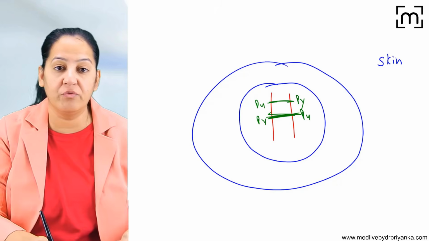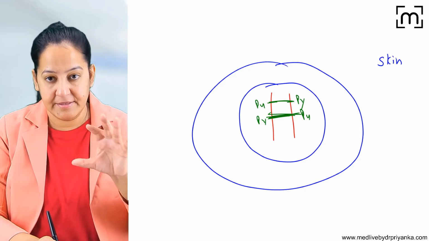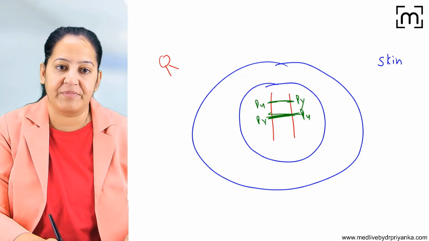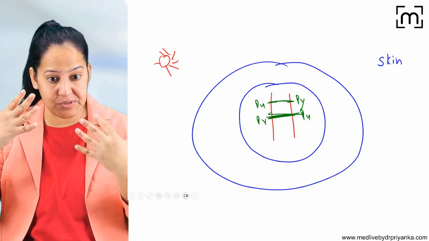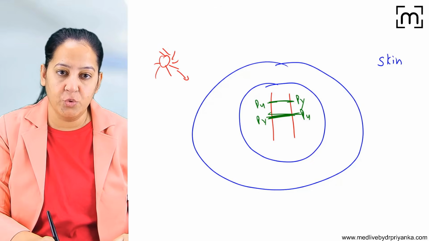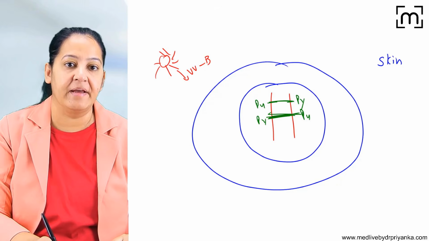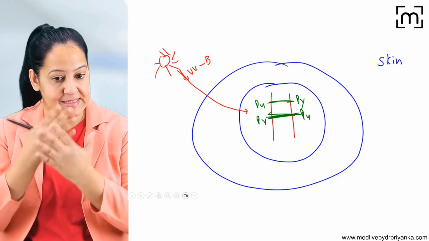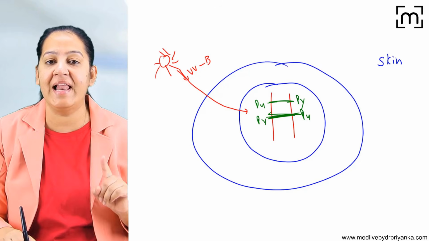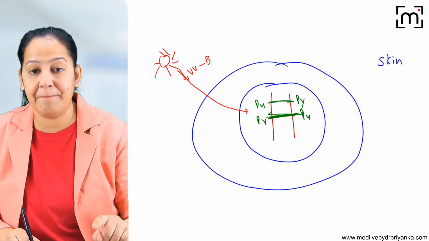Now, when this is exposed to sunlight, when the skin cells are exposed to sunlight, UVB is coming from the sunlight. This UVB will come and hit the nucleus of the skin cell, and it will form pyrimidine-pyrimidine dimer.